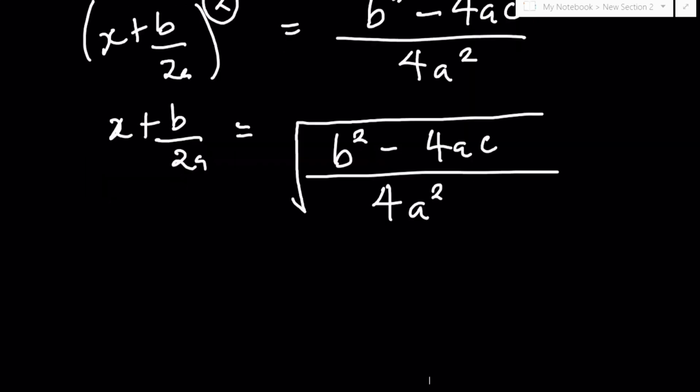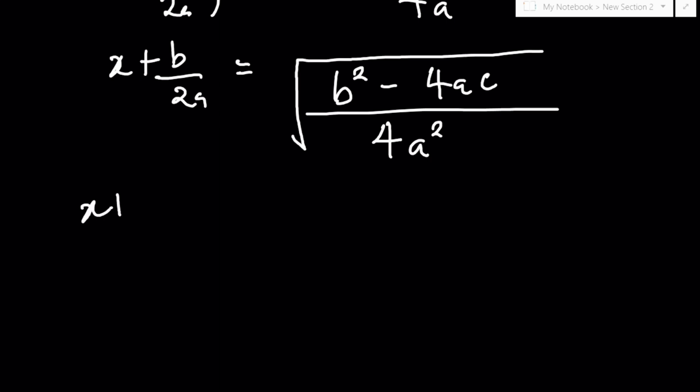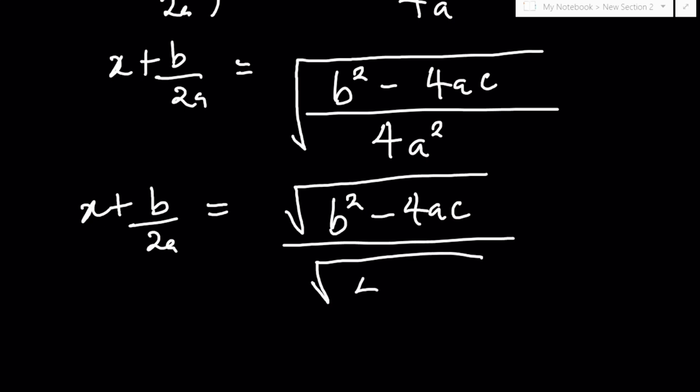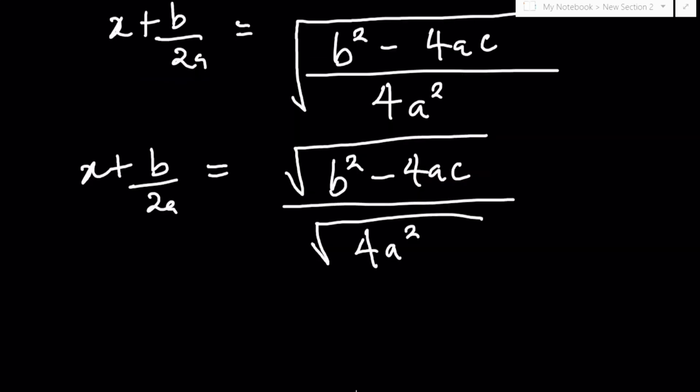Alright, let's keep going. So we have x plus b over 2a, and that's equal to, now we don't want to take the square root of the numerator, so we just leave it that way. So this is the square root of b squared minus 4ac divided by, now for the denominator, the square root of 4a squared. When you have the square root of a fraction, you can have the square root of the numerator and then the square root of the denominator. So that's what we have there.